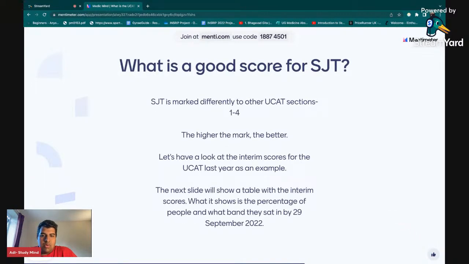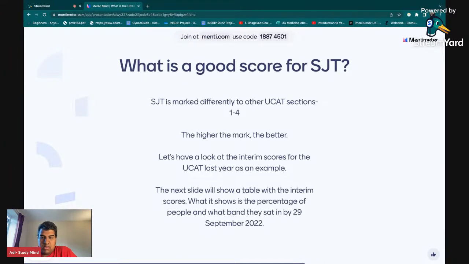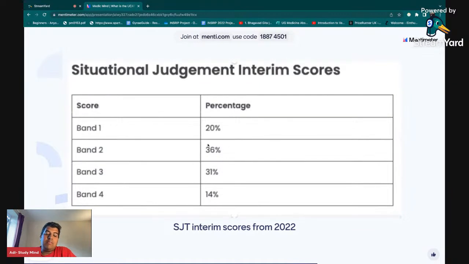So, what is a good score for situational judgement? The higher the mark, the better. Let's have a look at the interim scores for the UCAT last year as an example. Band 1 means 20%, band 2 means 36%, band 3 means 31%, band 4 means 14%. What do these percentages mean? This shows you the percentage of people and what band they got by 29th of September 2022. So roughly, most people sit in that band 2 area. That's a very comfortable spot that most people get.